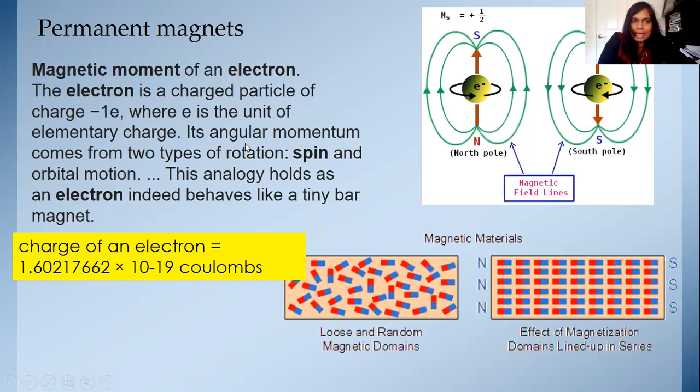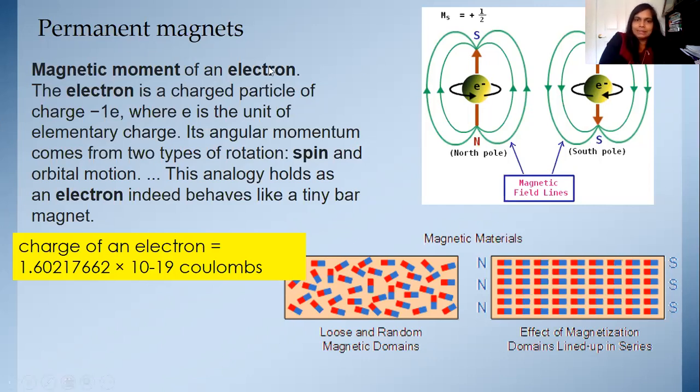So it does have an angular momentum that comes from two types of rotation, spin and orbital motion. Orbital motion is like the Earth rotating around itself. Likewise, an electron is rotating around itself. So that comes from that orbit and the spin up and down. Earth is not spinning up and down, but electrons do.